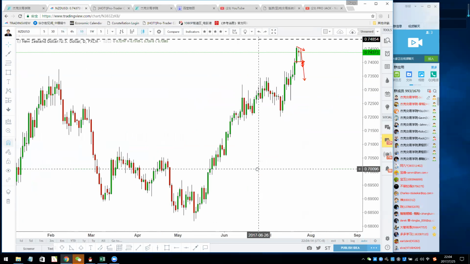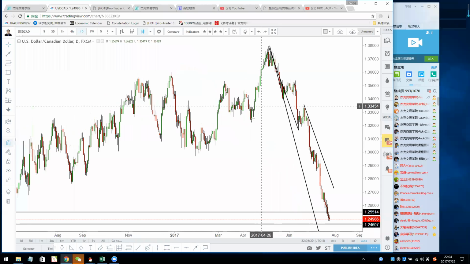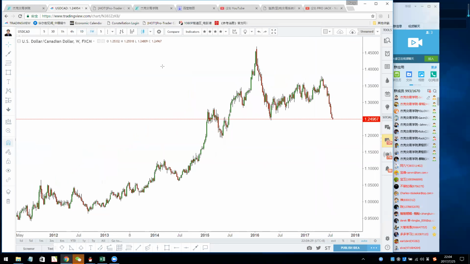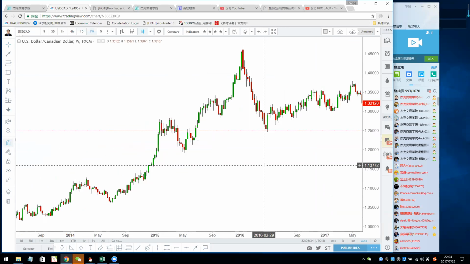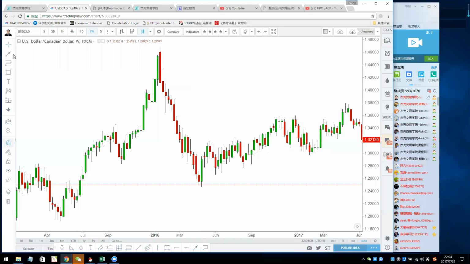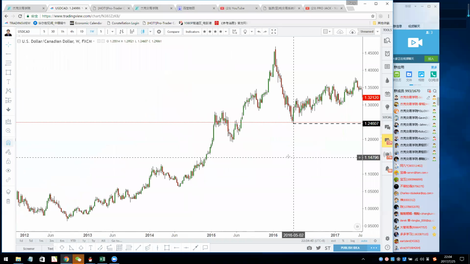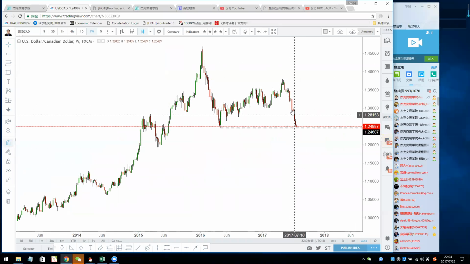Okay, let's look at dollar CAD, the Canadian dollar. The dollar CAD has become very bearish since the Canadian central bank raised interest rates. So then we have to go to the weekly chart. We can see there's a middle point here. There's a pivot point here at 1.2460.